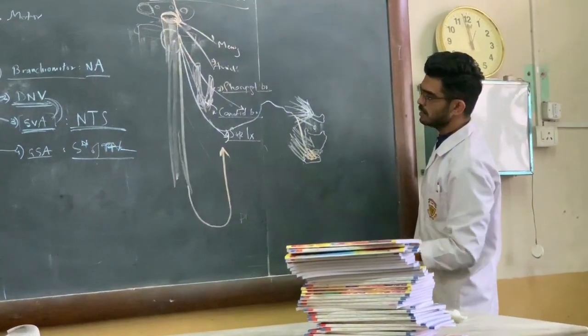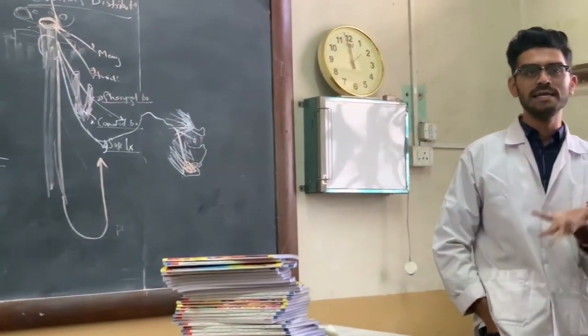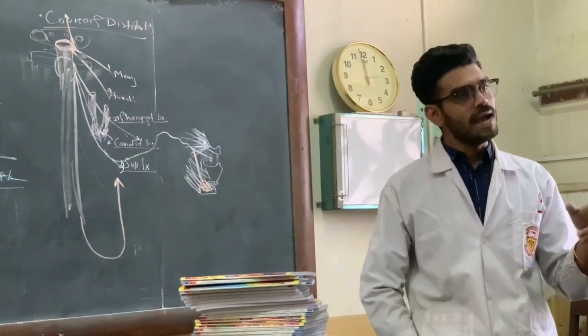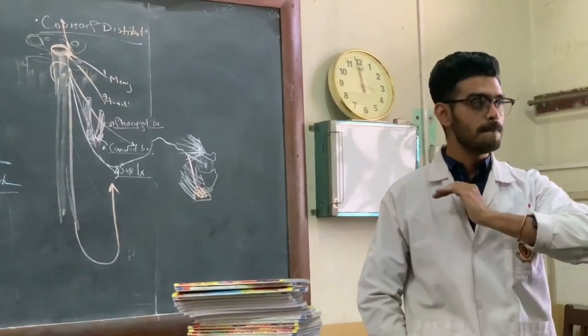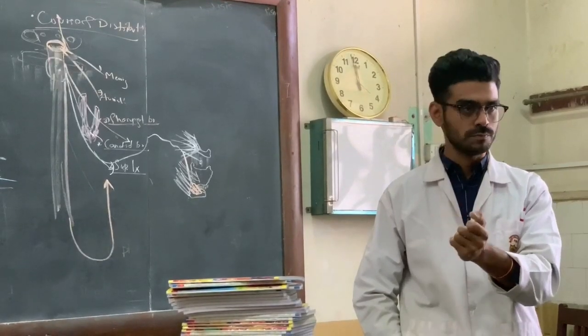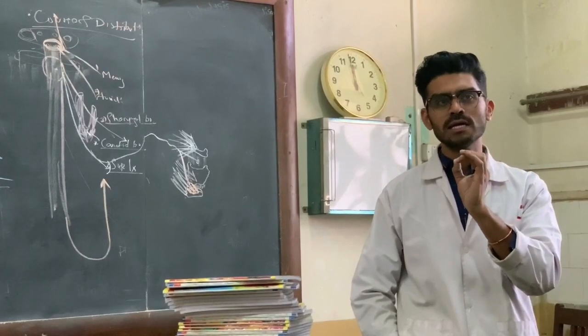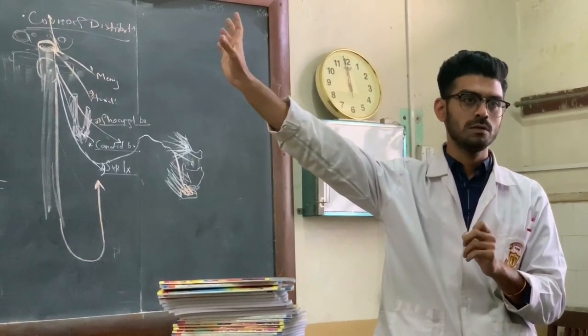Now, this is the recurrent laryngeal nerve. It is supplying what? It is supplying all the muscles of the larynx except the cricothyroid. Correct? And it is also doing the sensory innervation below the level of the vocal folds. Okay? Fair enough? So, all the muscles of the larynx are supplied by the recurrent laryngeal nerve, except the cricothyroid.